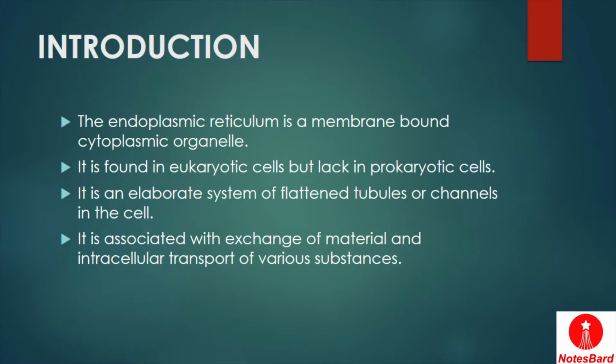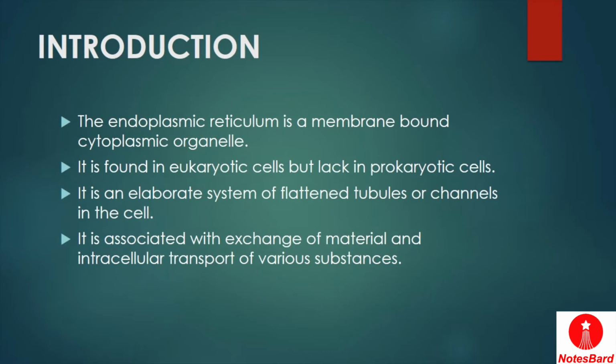So the endoplasmic reticulum is one of the important cytoplasmic organelles, and it is a membrane-bound organelle. It is found in all eukaryotic cells, but it is lacking in prokaryotic cells, and it is defined as a complex network of tubular membranes exclusively present in the cytoplasm of the eukaryotic cell. Basically it is an elaborate system of flattened tubules or channels in the cell, and they are mainly associated with exchange of material and intracellular transport of various substances.